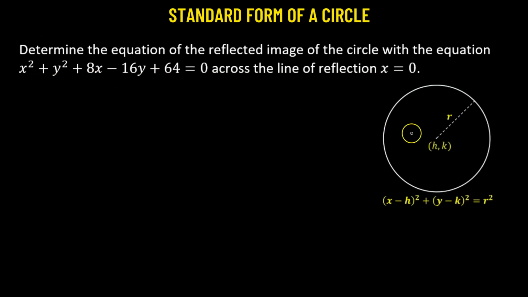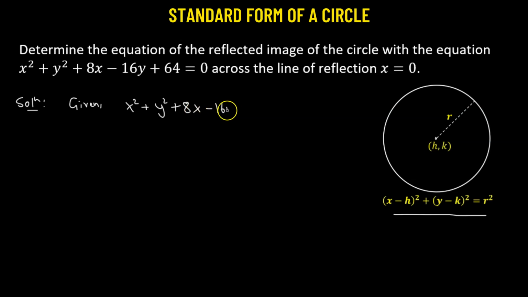The standard form states that if we have a circle whose center is given by the coordinate h comma k and has a radius of r, then the standard form of the circle is given by the formula x minus h whole squared plus y minus k whole squared equals r squared. Now in our case, the equation of the circle is x squared plus y squared plus 8x minus 16y plus 64 equals 0.